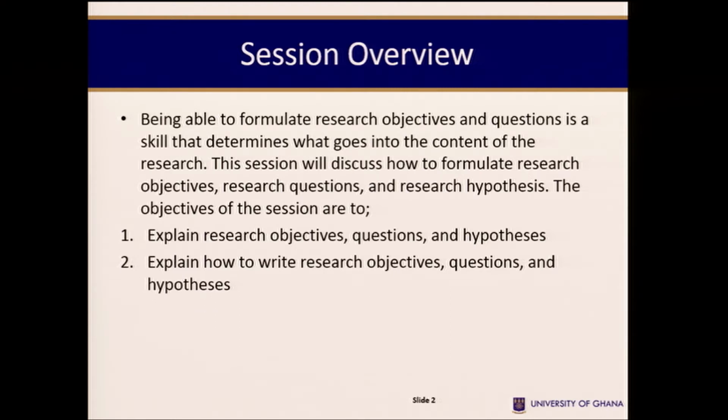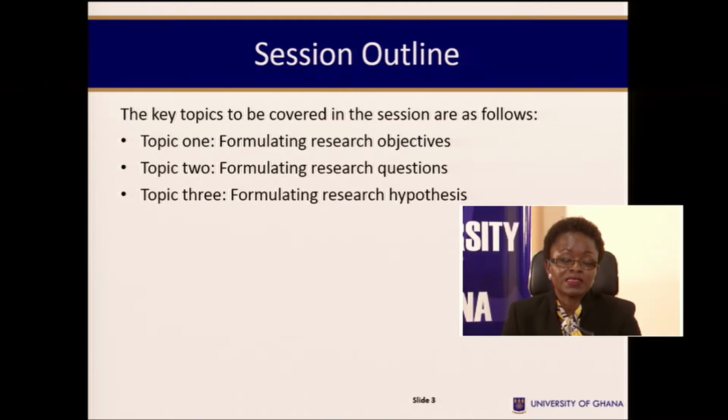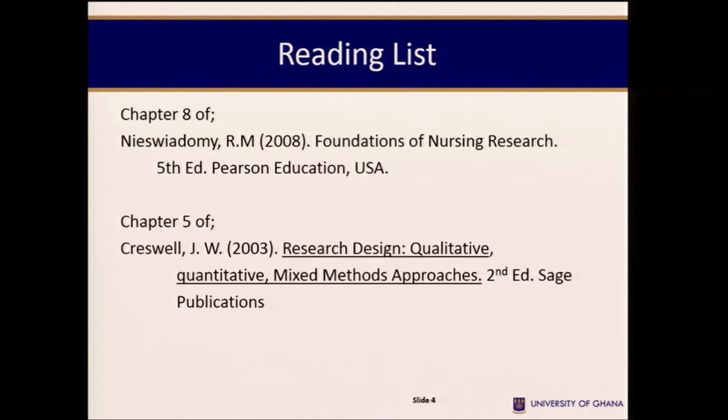By the end of this session, I expect each of you to be able to explain research objectives, the questions, and hypotheses. I also expect you to be able to explain how to write research objectives, questions, and then hypotheses. In this session, we'll be talking about 3 important areas: formulating research objectives, formulating research questions, and then formulating research hypotheses. You can get this material from chapter 8 of Foundation of Nursing Research, and then chapter 5 of Criswell.